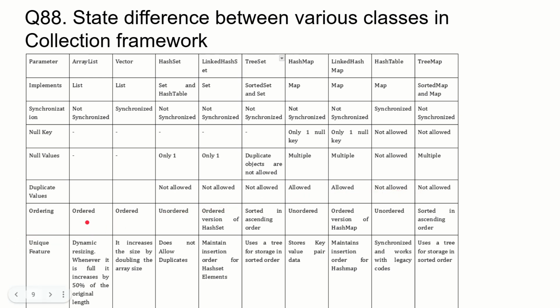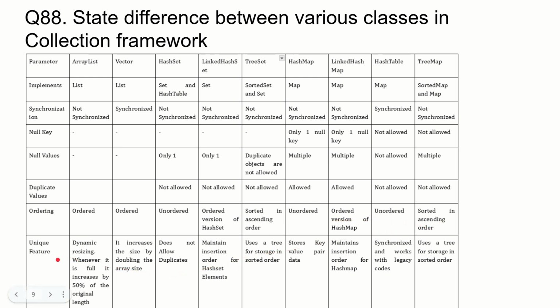Ordering. Array list is ordered, vector is also ordered, hash set is unordered. Linked hash set is the ordered version of hash set. In tree set the ordering is done with the help of sorting in ascending order. HashMap is unordered. Linked HashMap is the ordered version of HashMap. Hash table is again unordered, and tree map is again ordered in the ascending sorting order of the values of the key.